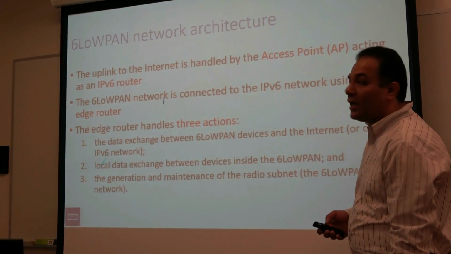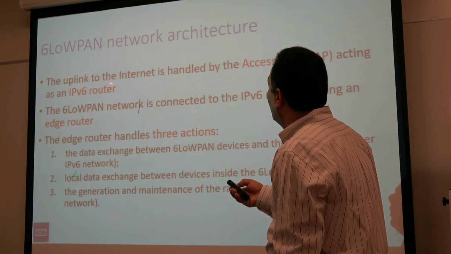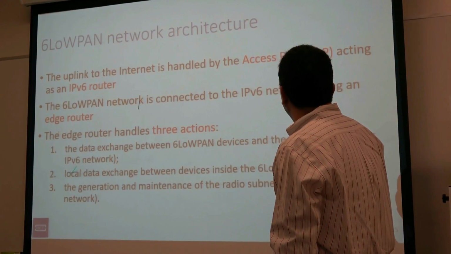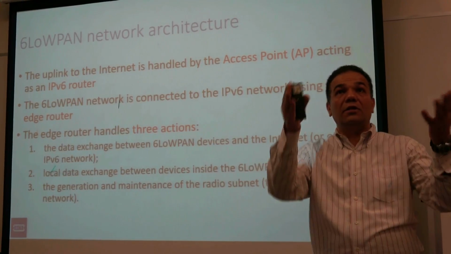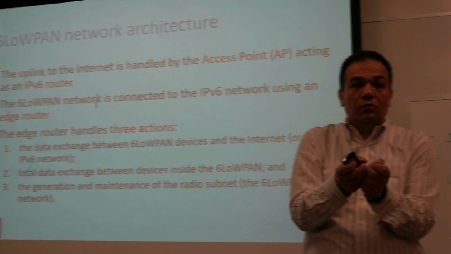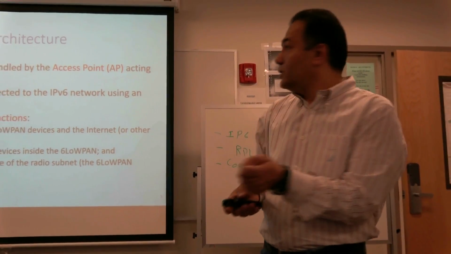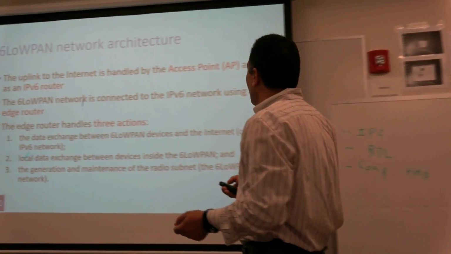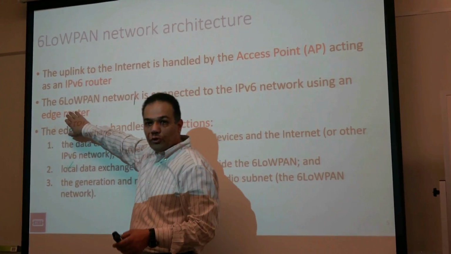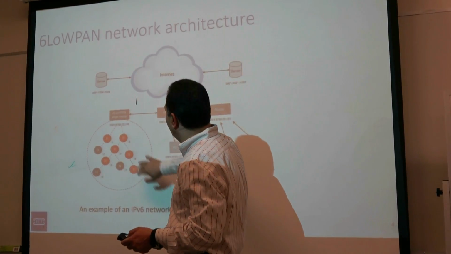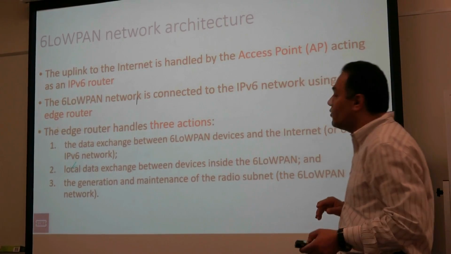So let's take a look at the network architecture, which we already took. So the uplink to the internet is handled by an access point, okay, in the regular internet. When we need to hook up to the internet, we go through the access point, right? All right. For IoT, we're going to have an edge router instead, okay, which we have seen in here, the edge router. All right. So the edge router handles three actions.